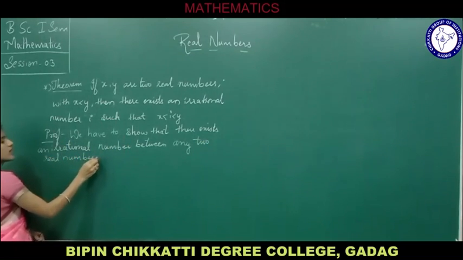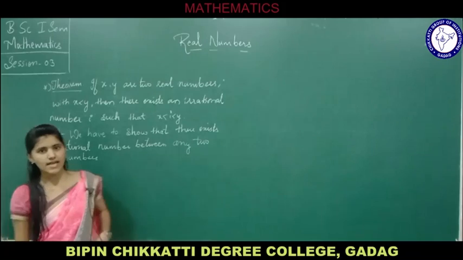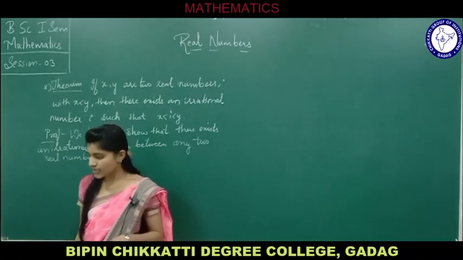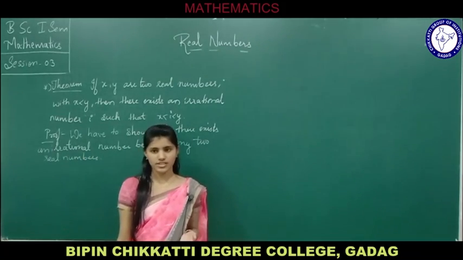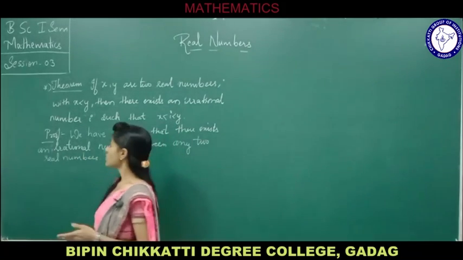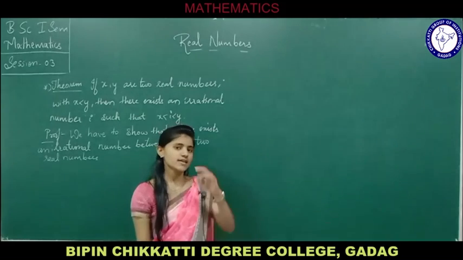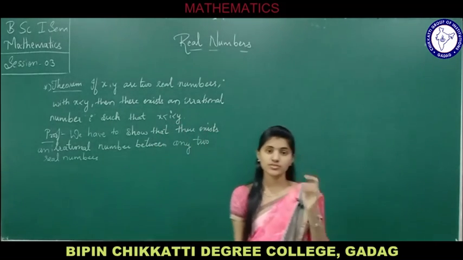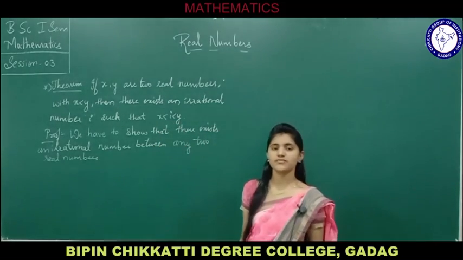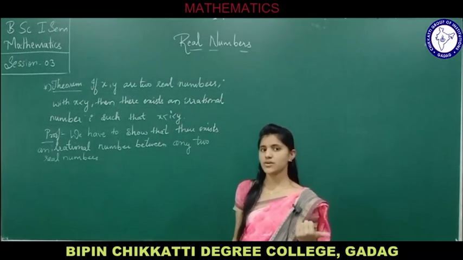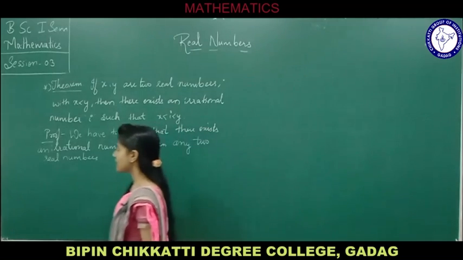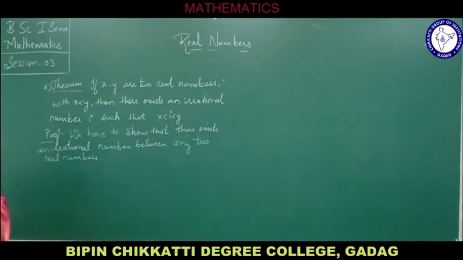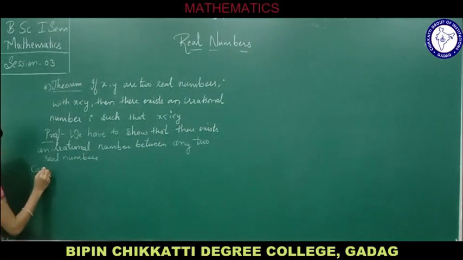Now here we are going to consider two cases, that is case 1 and case 2. Case 1, x is irrational, and case 2, what happens if x is a rational number. We are going to prove this theorem by these two cases. Let us start proving with case 1. Let x be an irrational number.